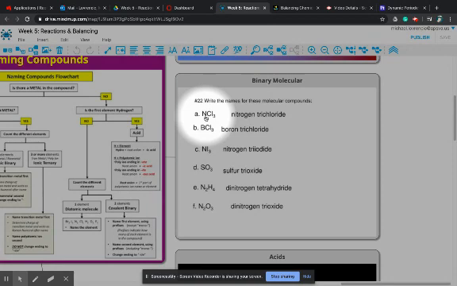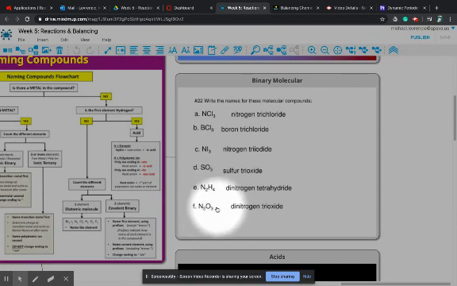So again, this would be nitrogen tri for 3 chloride. Boron trichloride, and so on. Notice that the second element always gets its ending changed to IDE all the time. Dinitrogen trioxide.